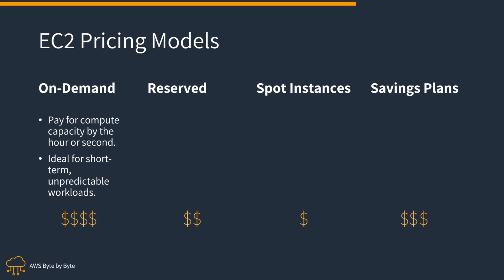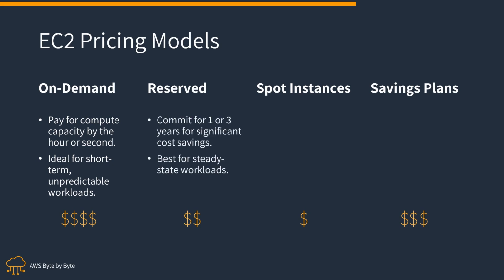The on-demand pricing model is perfect for short-term or unpredictable needs. With this model, you only pay for the time your EC2 instances are running, either by the hour or by the second, depending on the instance type. For example, if you're testing a new app and only need a server for a few hours, on-demand instances let you start and stop your server without any long-term commitment. While it's flexible, it can become expensive if you use it for long-term projects.